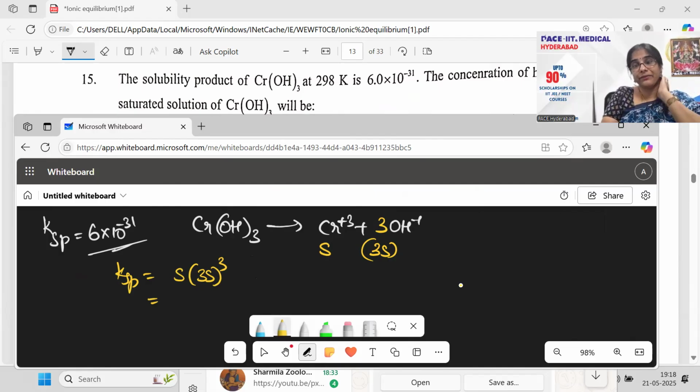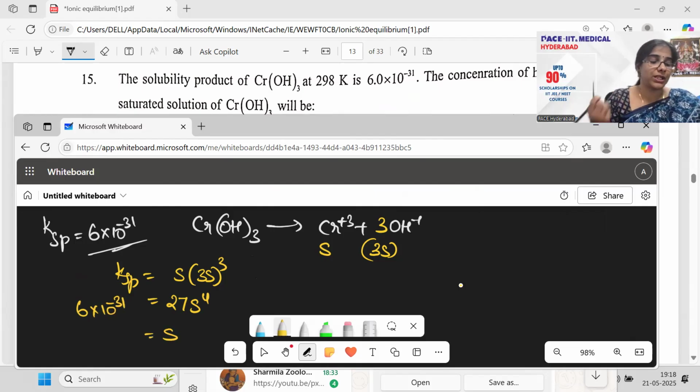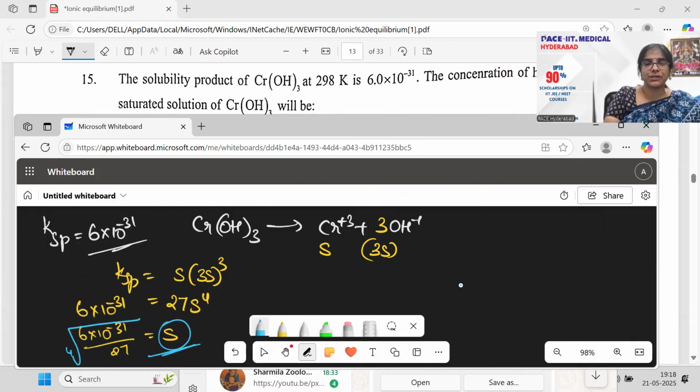Started this video, I have given you how to write the salt hydrolysis. This will be my 27 S to the power 4 is my KSP value given to me as 6 into 10 to the power minus 31. So यहाँ से मुझे S का value मिल जाएगा. कैसे? Fourth root of this. So 6 into 10 to the power minus 31 by 27 का fourth root बन जाएगा my S value, because this is S power 4, no? So S to the power 4 to the power 1 by 4 कर लो, आ जाएगा that answer.